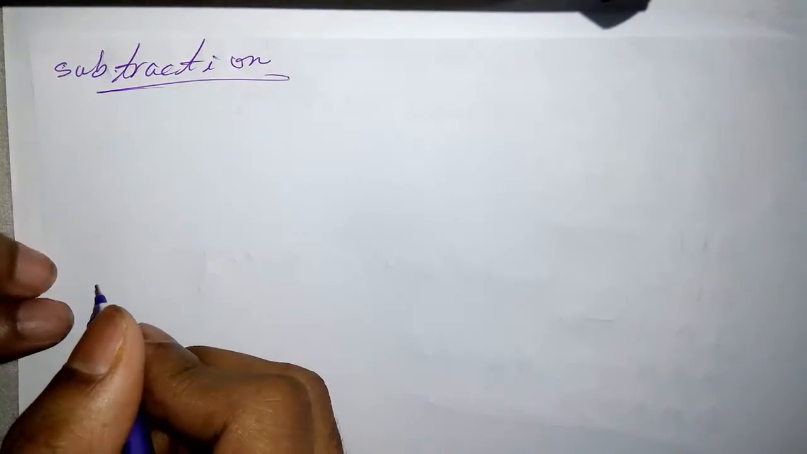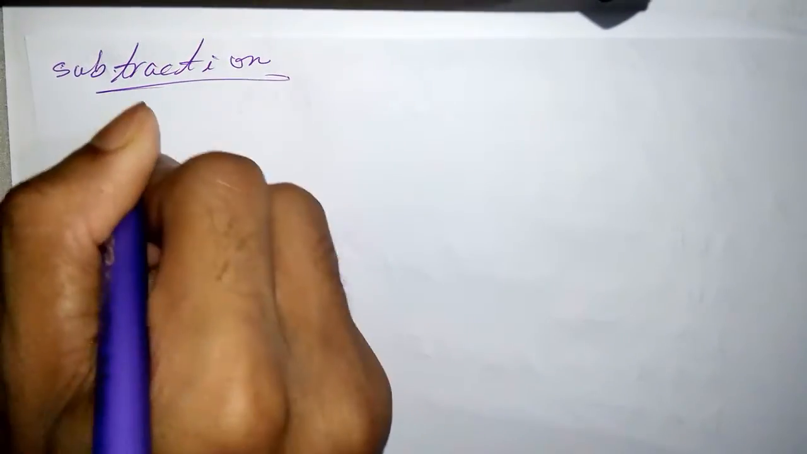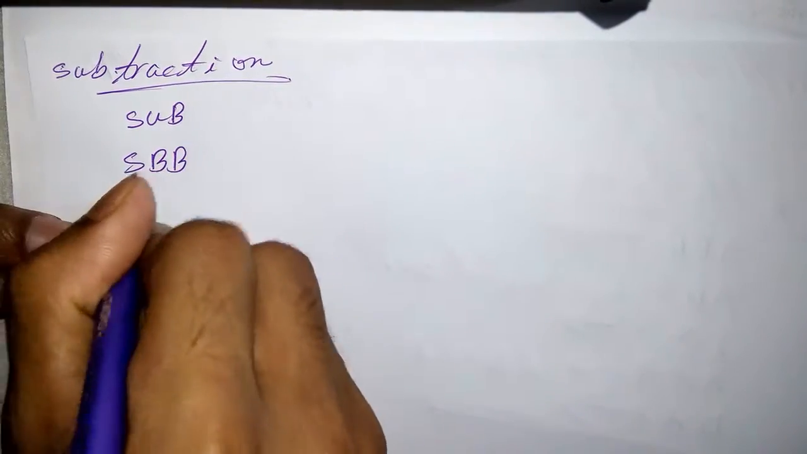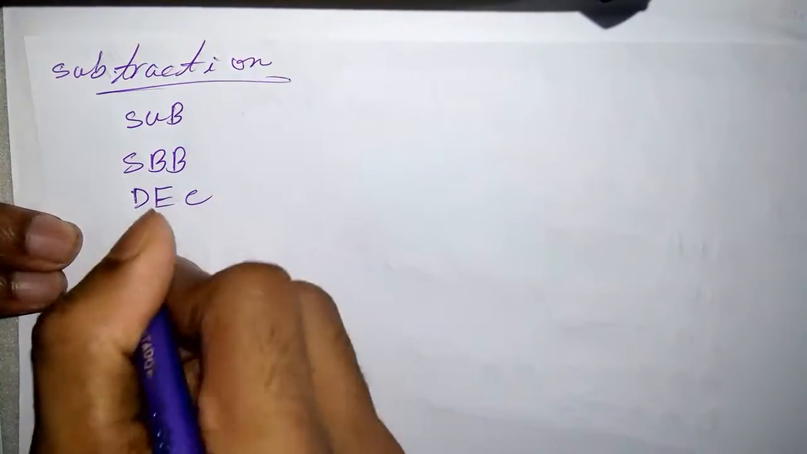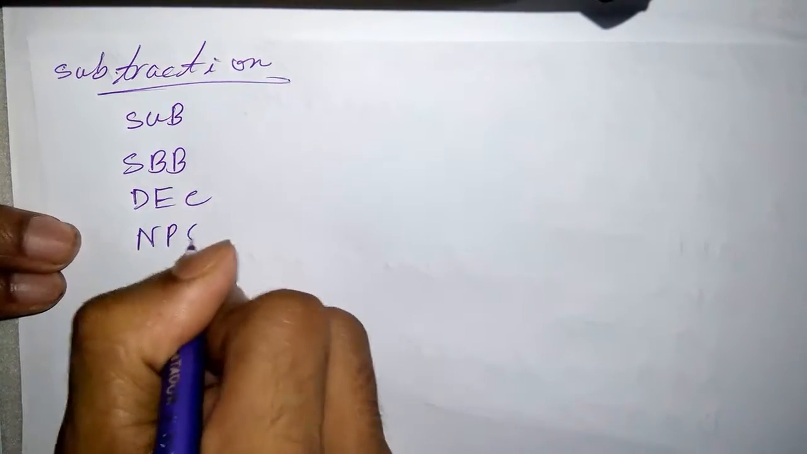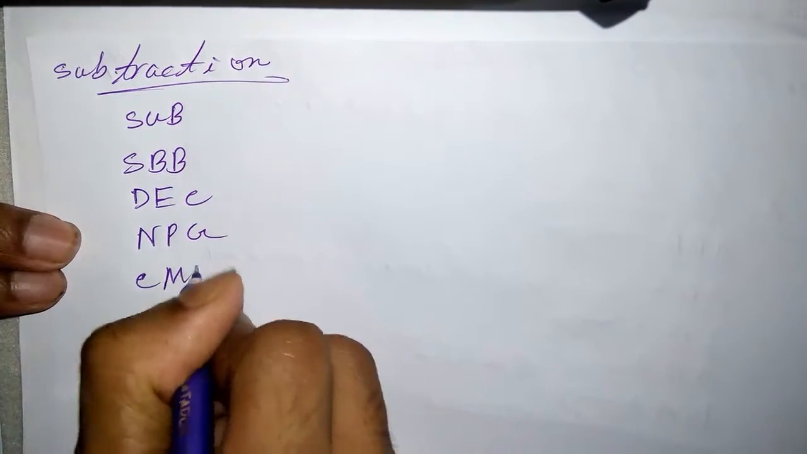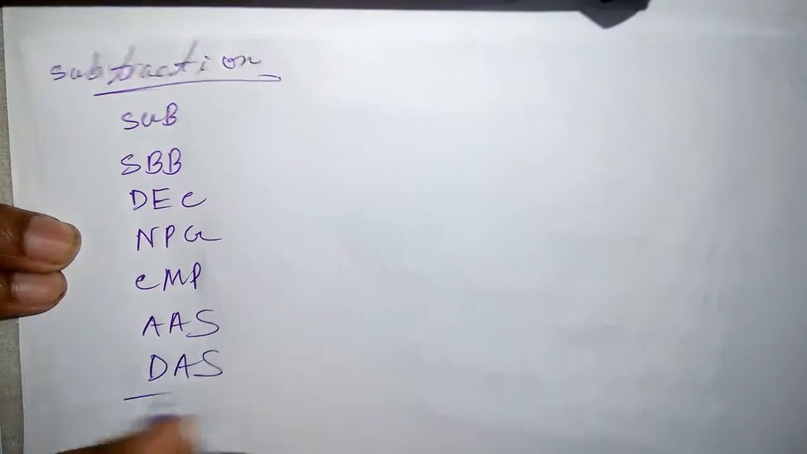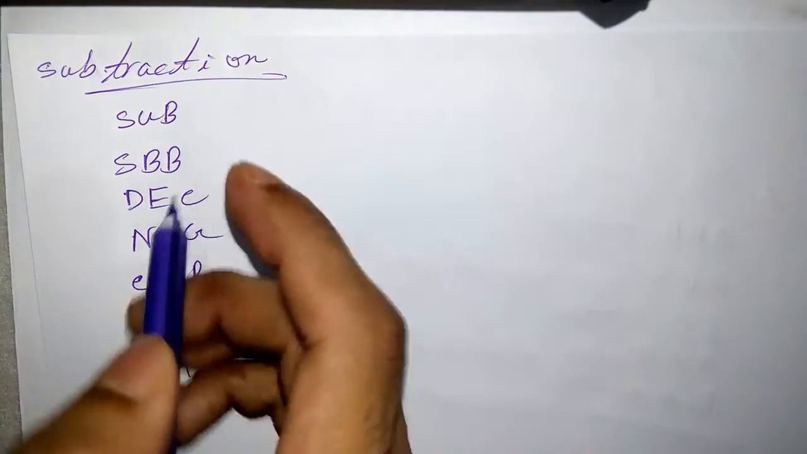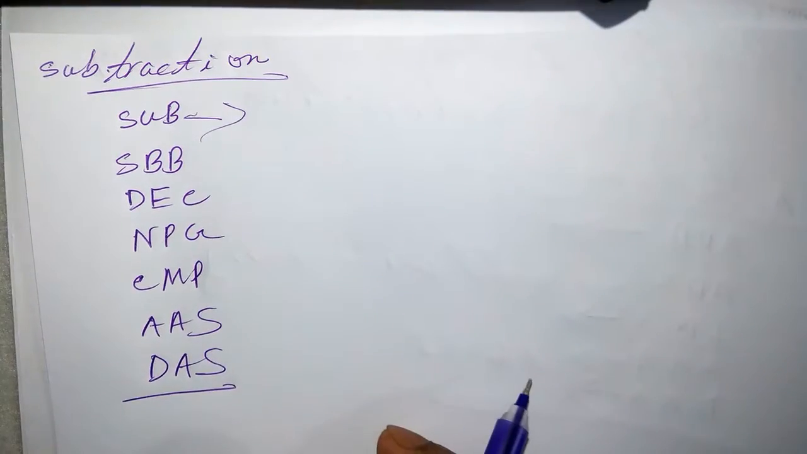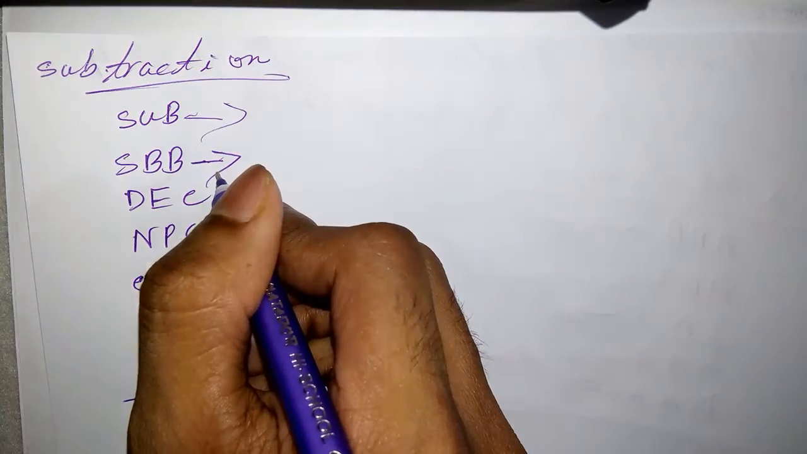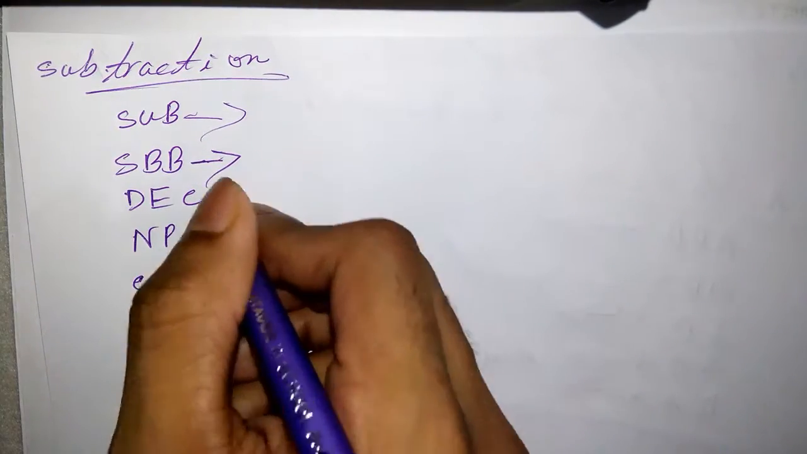For subtraction we mainly use SUB, SBB, DEC, NEG, CMP, AAS and DAS, those instructions. Okay, so SUB is used to subtract byte from byte or word from word. Okay, next one is SBB, used to perform subtraction with borrow.